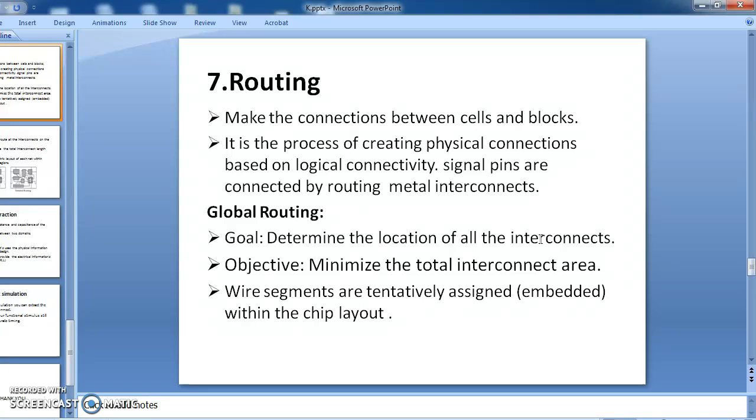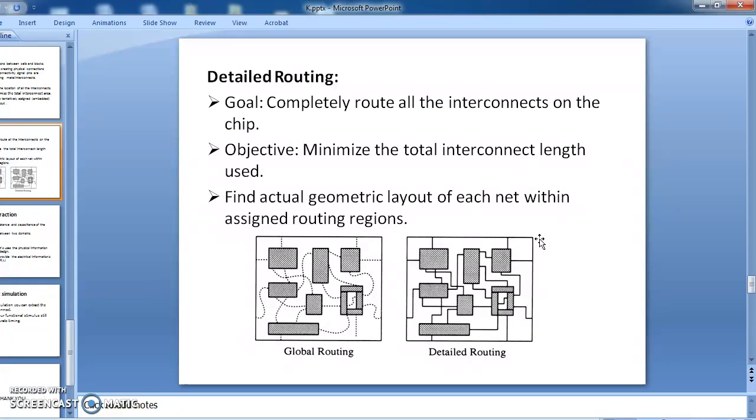Next, the seventh step is routing. Routing is the connection between cells and blocks. It is the process of creating physical connections based on logical connectivity. It is classified into two types. One is global routing, another one is detailed routing. Global routing means tentative or approximate routing. Detailed routing means exact routing. This is the structure of approximate routing and detailed routing.